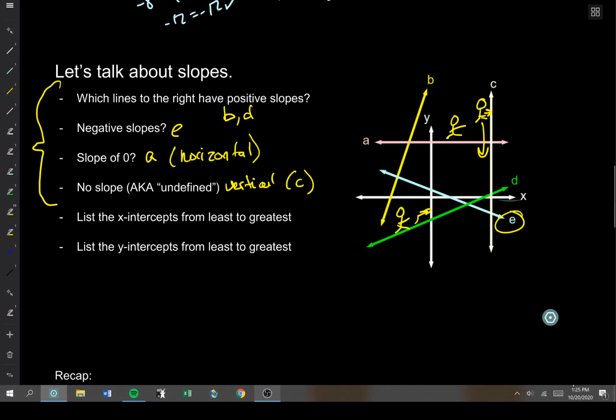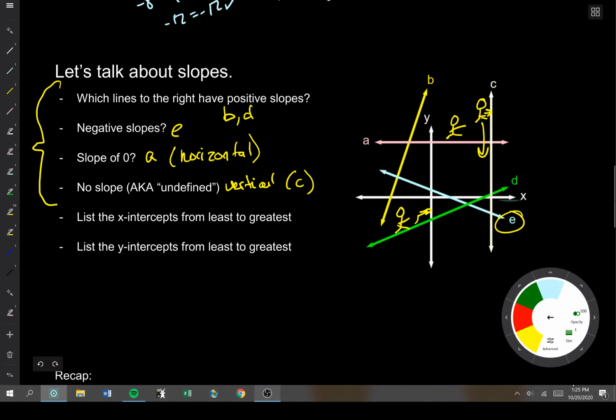If I was to list the x-intercepts from least to greatest, they move along like this. The first one is B. Should pick a lighter pen. The first one is B. The next one is here, and that's E. The next one is here, and that is D. And then we have this one here, which is barely past it, and that's C. Notice that A has no x-intercept.